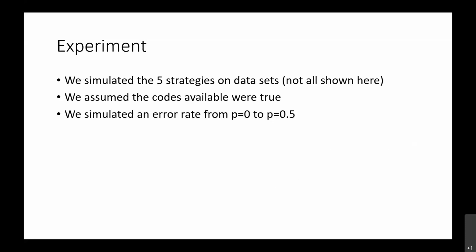We simulated the 5 strategies on the patient Joe data and assumed that the codes available were true, the resolved codes that we had previously. And then we simulated an error rate from 0% to 50%. Now, when you have only 2 classes you can code into, like yes or no, or right or wrong, and you make an error, then it's very clear what class the error is, because if it's not the right one, then it's the other one, right?